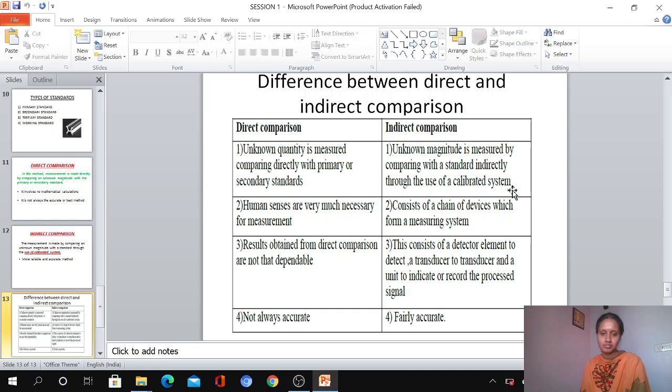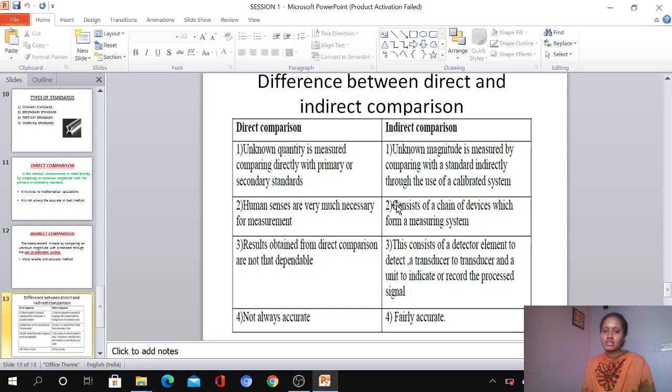Direct comparison: human sensors are very much necessary for measurement. Yes, it is very important. The person who is taking the measurements should be very active. That's why the human sensors are very much necessary for measurement. He should know the entire procedure, how to take the measurement, and he should know about the instrument. Next, indirect comparison consists of a chain of devices which form a measuring system.